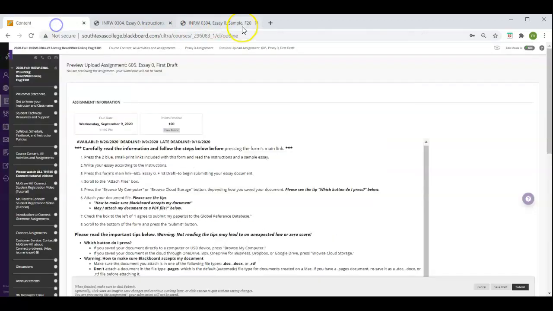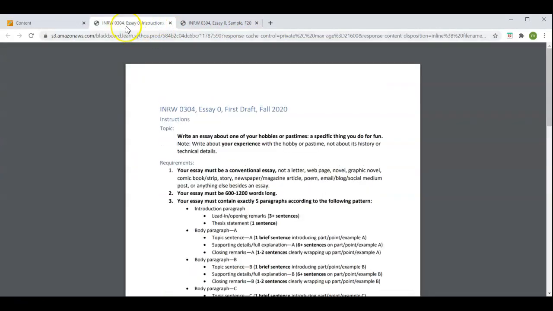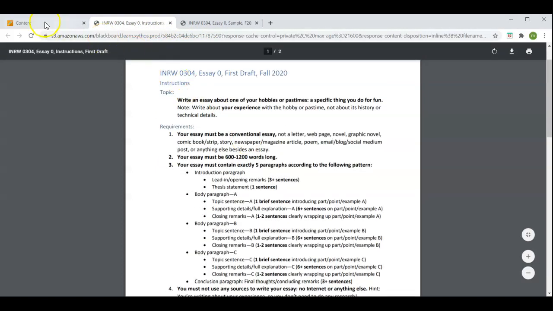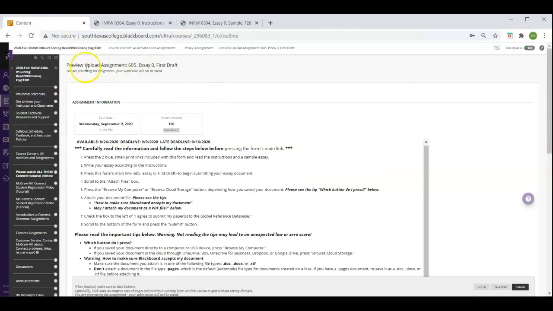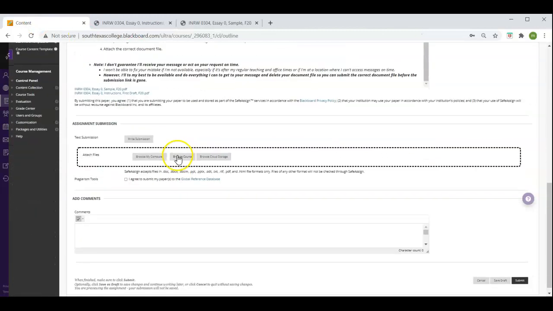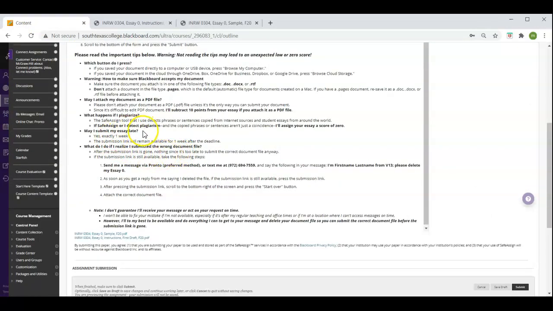In the instructions, let me see, so what happened here? Well, I'll have to go back. No, actually, everything in the instructions is also here, right? So toward the bottom, it says, what do I do if I realize I submitted the wrong document file, or in this case, no document file? Send me a message through Pronto, preferred method, or text me at this number. Tell me the problem and tell me this.